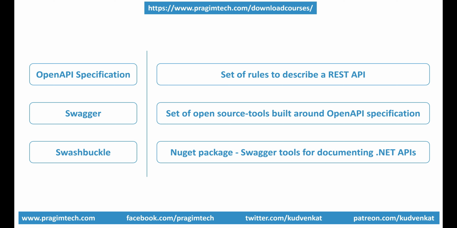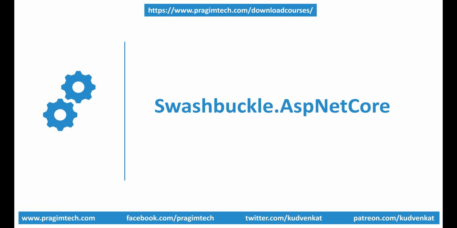Now, if we want Swagger documentation to be generated for our employee management API, all we need to do is install this NuGet package, Swashbuckle.AspNetCore, and configure it.